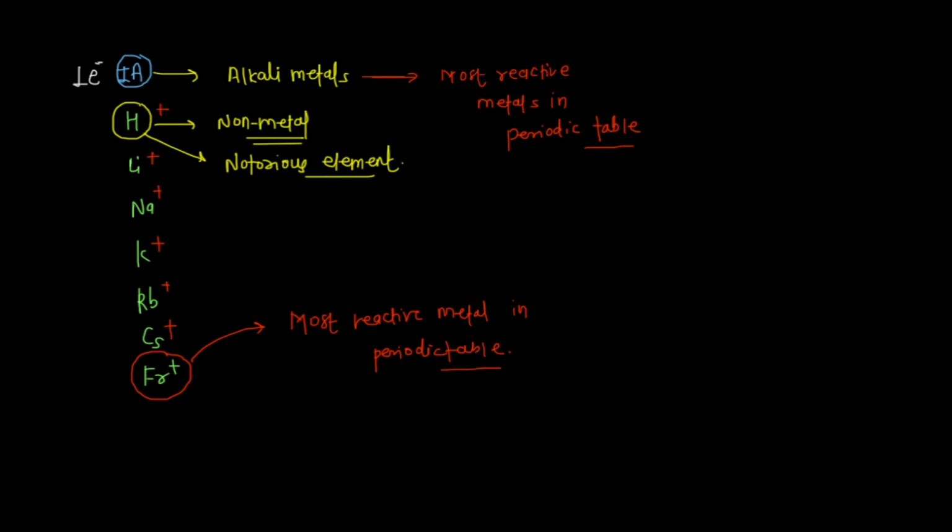So this is about the first A group. Next we have the second A group, that is beryllium, magnesium, calcium, strontium, barium and radium. So these are the second A group.